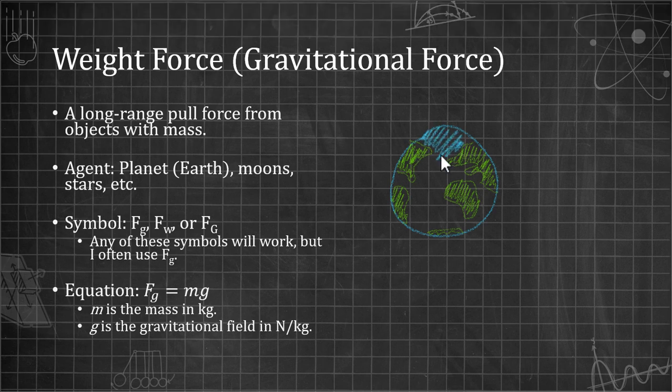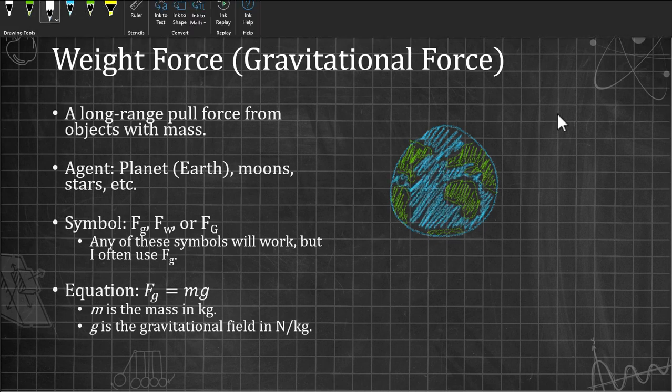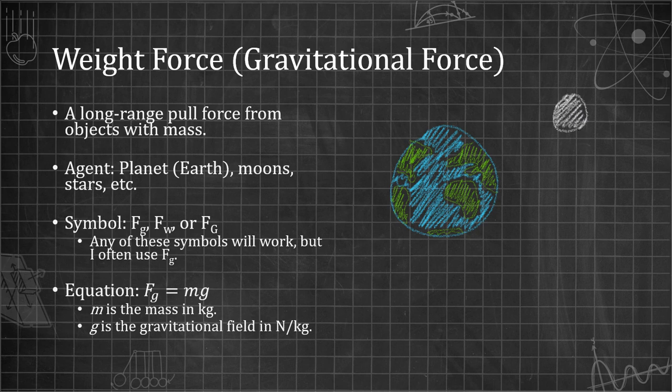The symbol I'll commonly use is F with a subscript lowercase g, but we can also use F subscript W or F subscript capital G. The equation for the weight force on the surface of a planet is the mass of the object multiplied by lowercase g, which is its gravitational field in newtons per kilogram.